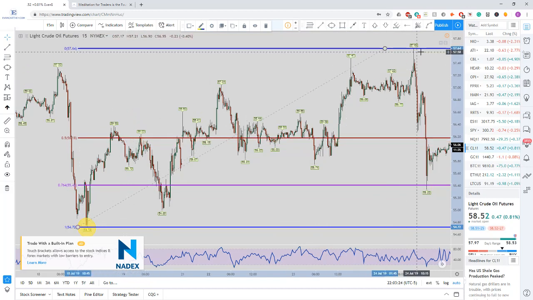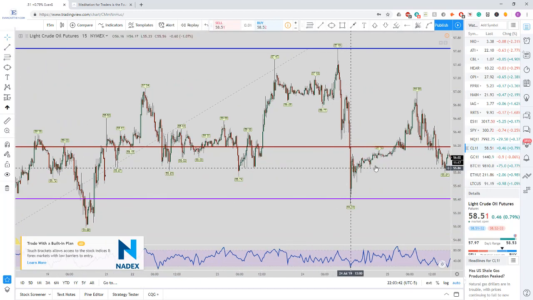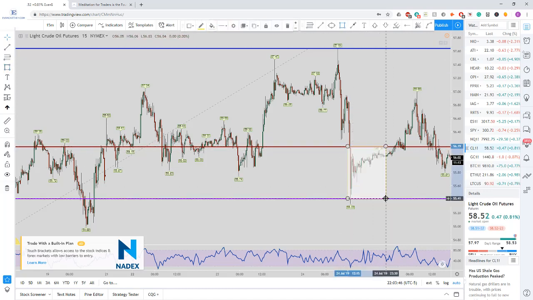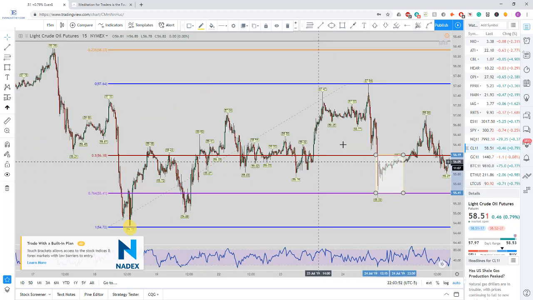So 57.64, 57.64, bam, look at that, perfect. That 76.4 level is about at 55 points. I need to drag this over so I can actually see it. 41 comes down to 55.33, bounces right off of it, comes and hits the top of the 50% Fibonacci extension level, and that trade would have been complete. So that's how it works right there. That's the way I like the trade.